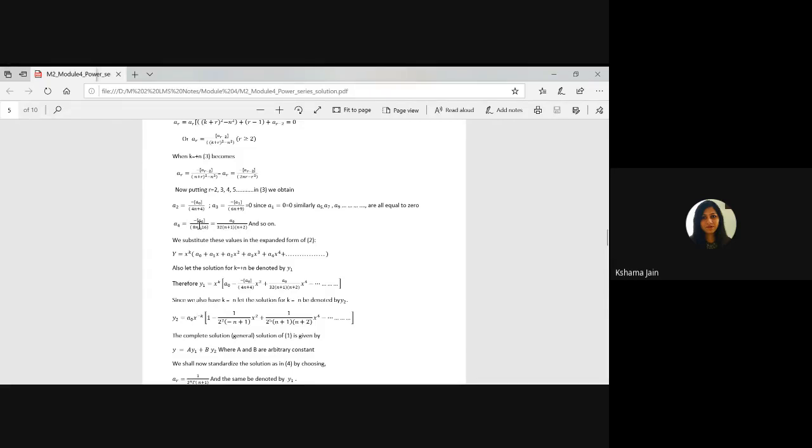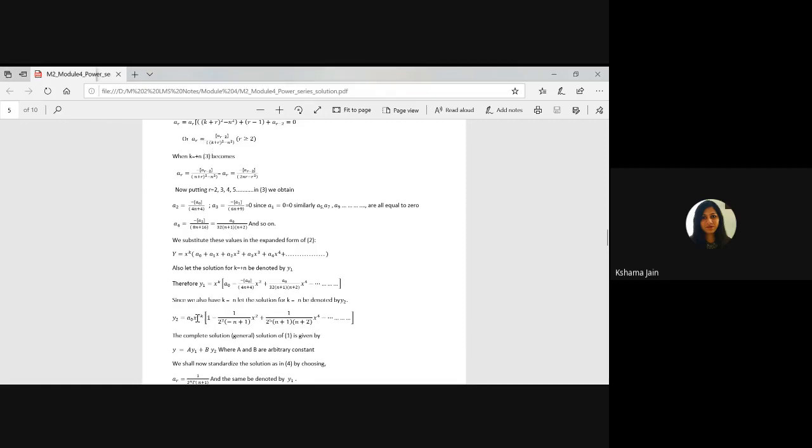So earlier we assumed k equal to n. Second case will be when k equal to minus n. Here, if you put minus n, it will be minus n plus r whole square minus n square. Then same like before, we will put r equal to 2 and get the value of a2, r equal to 3 and get the value of a3, like this.